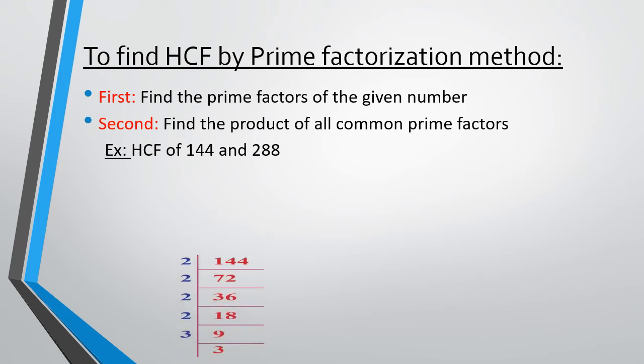First, let me find the prime factors of 144. I am using the division method and I am factorizing 144. 144 is divisible by 2. That is, 2 72s are 144. Then I can again factorize 72. 2 36s are 72. 2 18s are 36. 2 9s are 18. Last, it is 3 3s are 9.